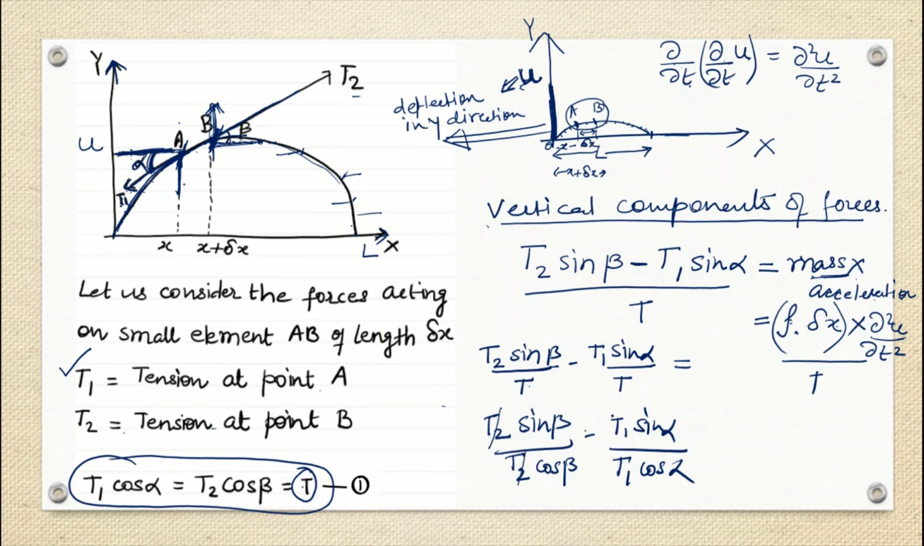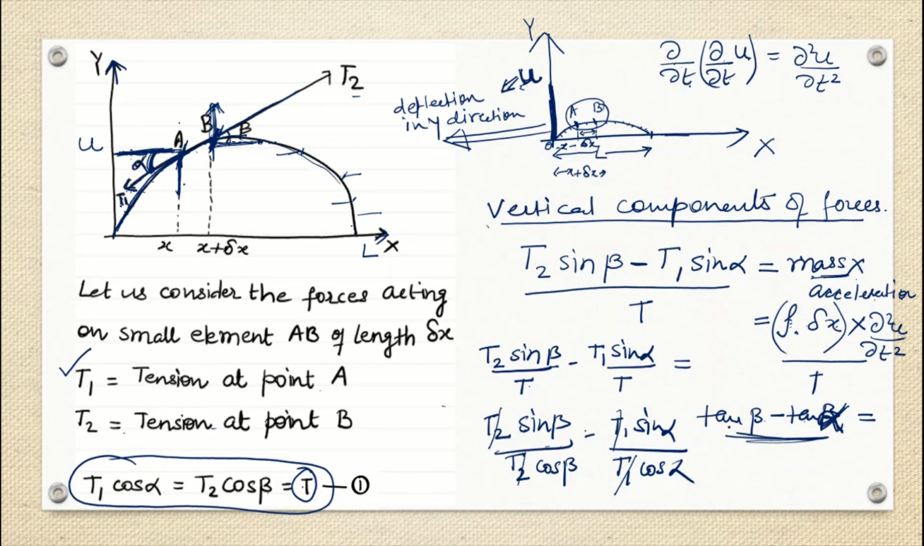T2 and this T1 get cancelled, and the left hand side shows you tan beta minus tan alpha. So the left hand side is nothing but tan beta minus tan alpha, and the right hand side is rho into del x by t into del 2 u by del t square. If you focus on my left hand side, what does it mean? This is tan beta minus tan alpha.